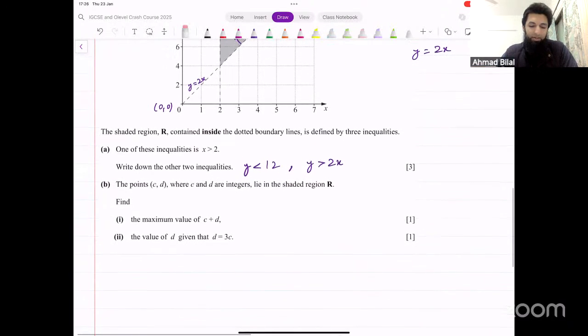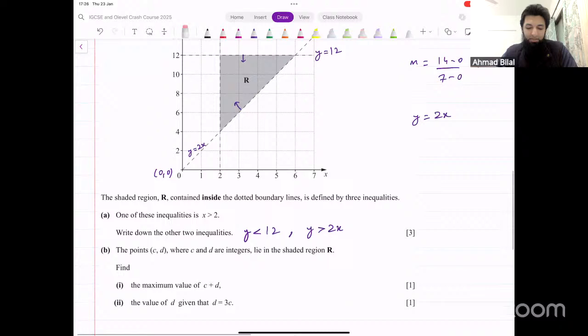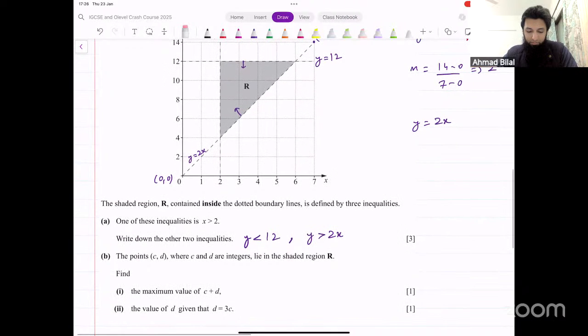Now let's look at the second part as well. Now they're saying the points C and D, where C and D are integers, lie in the shaded region R. Find the maximum value of C plus D. So we need to find the maximum value of C plus D.